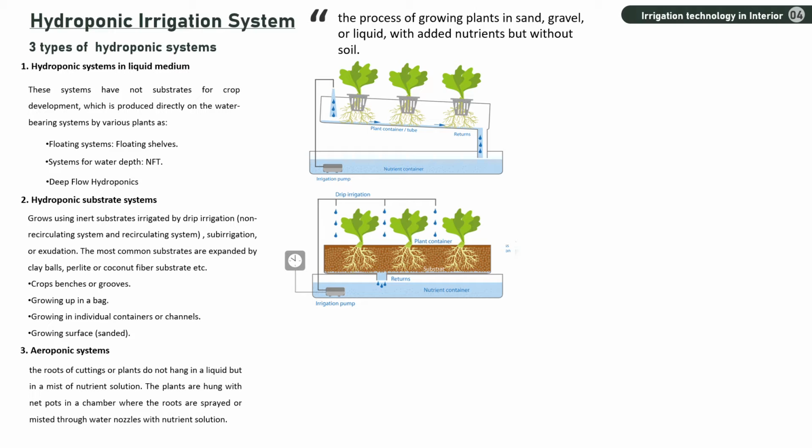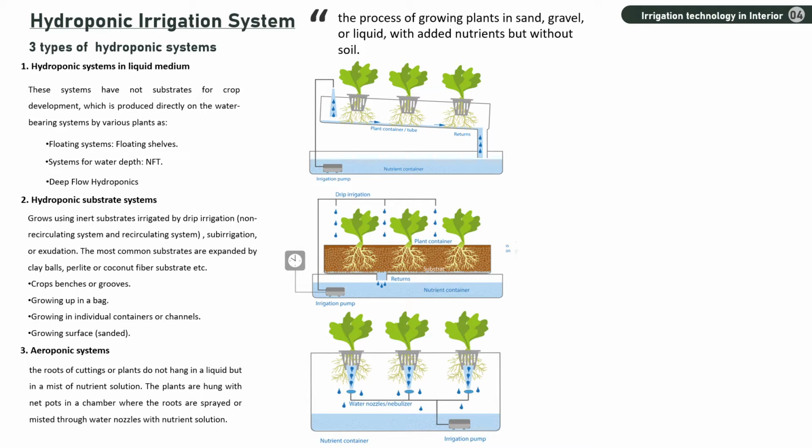So, aeroponic systems. In an aeroponic farming system, the roots of cuttings or plants do not hang in a liquid but in a mist of a nutrient solution. The plants are hung with net pots in a chamber where the roots are sprayed or misted through water nozzles with nutrient solution. So as you can see from the diagram.